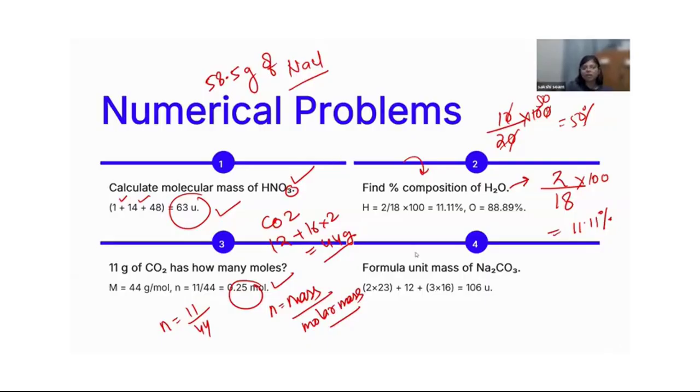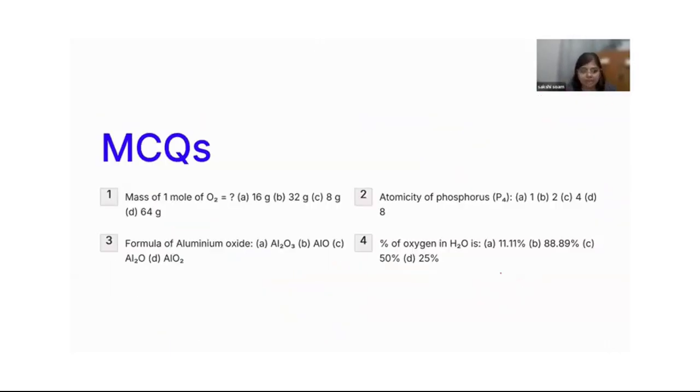Next, formula unit mass of sodium carbonate. Formula unit mass means nothing but the molar mass, or the combined mass. Why are they using the term formula unit? Because this is an ionic compound. Simply you take their atomic masses and add them. Like 2 into 23 plus 12 plus 3 into 16, which is 106 U, right? So this type of questions are also asked in the exam.